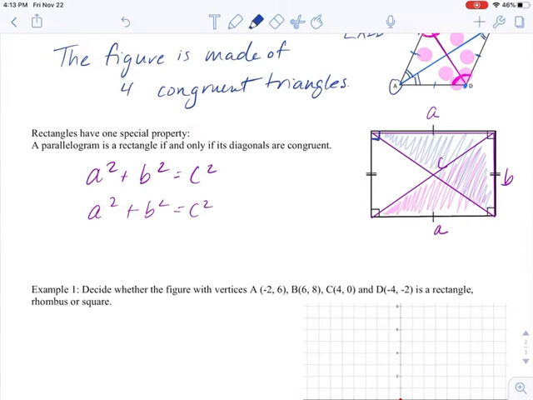So these two diagonals, this one, the one that slants up, and this one, the one that slants down, they must be the same. And again, it has to do with congruent triangles. The pink triangle I shaded in and the blue triangle I shaded in are congruent, so their hypotenuses are congruent.